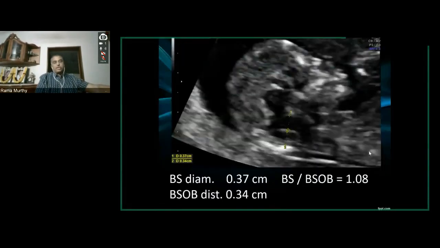So here is another case showing you a broad brainstem, BSOB distance is less, and the ratio is 1.08, right? So therefore, it's not less than 1, it's more than 1, telling you that the brainstem is broad, again abnormal. I don't need this, my eyeballing is enough. I've just done it to demonstrate how measurements can help sometimes.